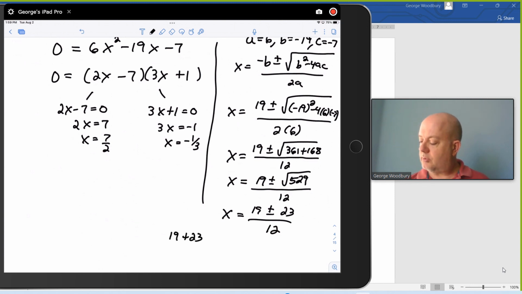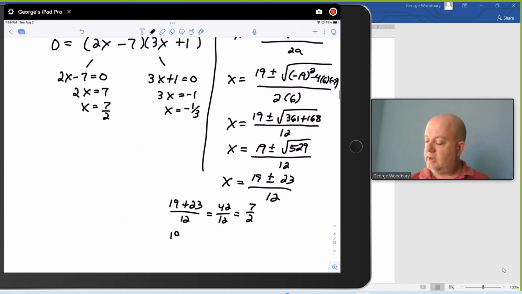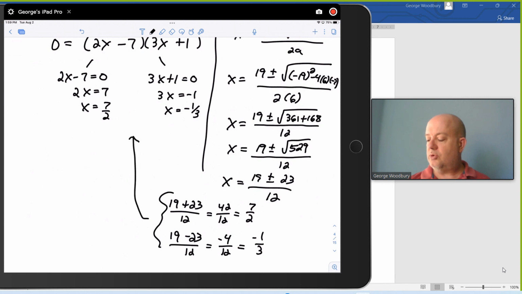19 plus 23 over 12 is 42 over 12. Divide out the common factor of 6, that's 7/2. 19 minus 23 over 12 is negative 4 over 12. Divide out the common 4, that leaves us with negative 1/3. But notice that those two solutions were already here. So again, definitely an argument for factoring.